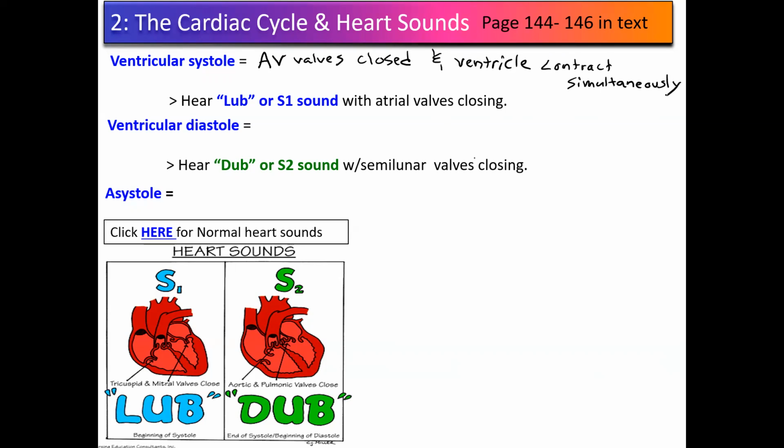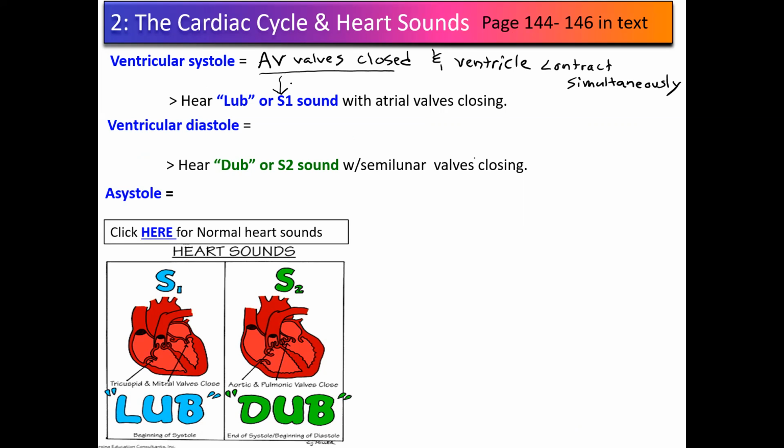So when this event is happening, specifically when the AV valves are closed, that is what produces the lub in the lub-dub, lub-dub, lub-dub, okay? It's the sound of those valves closing. It's called the S1 sound, all right?